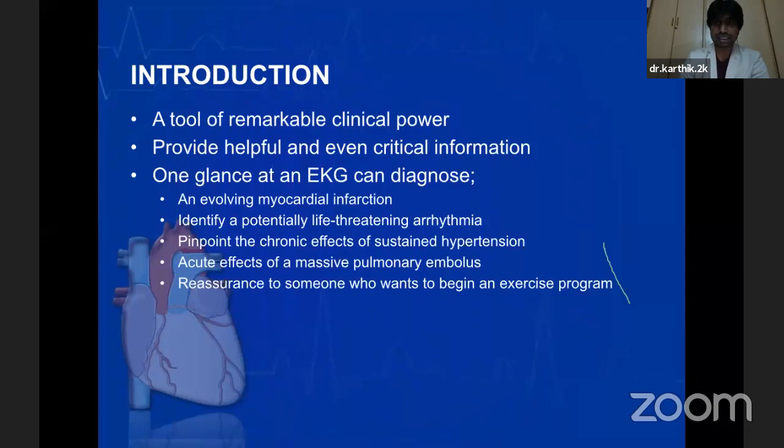To start with, what is an ECG? It can be considered one of the most remarkable tools developed in the last decade, which has helped save millions of lives. It has great clinical power in diagnosing critical cardiac conditions well in time and intervening before it's too late. On a single glance of an ECG, we can diagnose conditions like myocardial infarction and life-threatening arrhythmias, pinpoint the chronic effects of sustained hypertension and the acute effects of massive pulmonary embolism, and reassure someone who wants to know the health status of their heart.